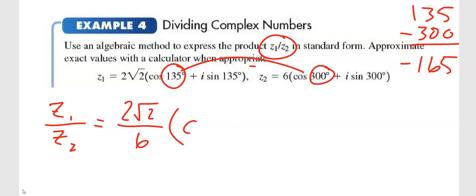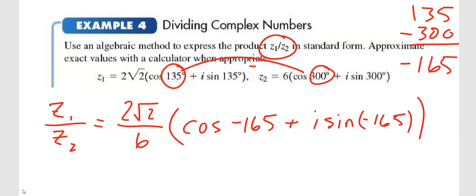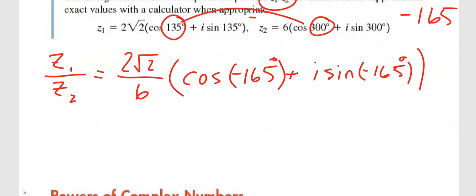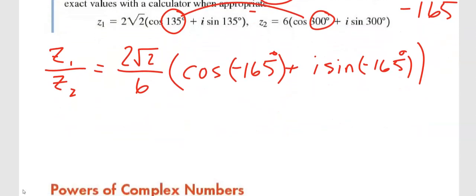So we've got cosine negative 165 plus i sine negative 165. Maybe we should throw some parentheses in there, and of course, degrees. So it's time to throw it in a machine now. Obviously, you can reduce that first part to radical 2 over 3, not to be confused with radical 3 over 2. Totally different. So yeah, we could reduce that to radical 2 over 3.